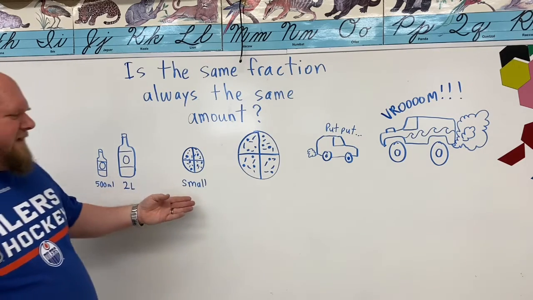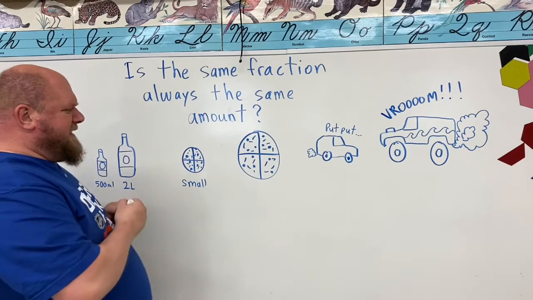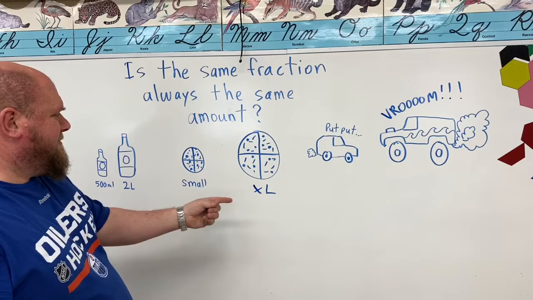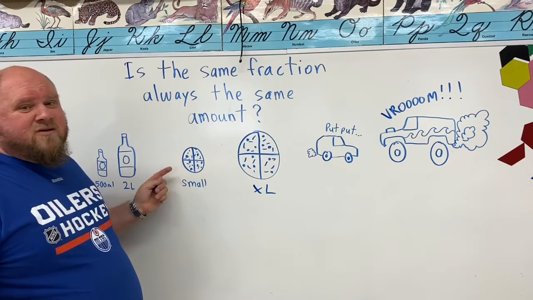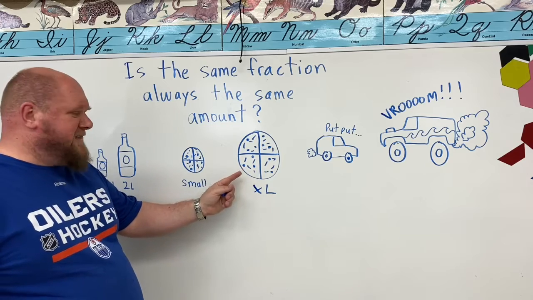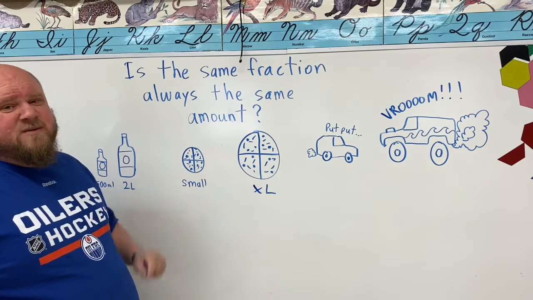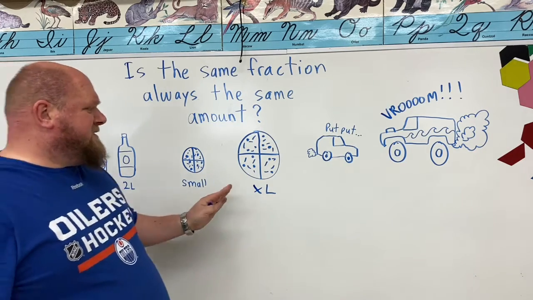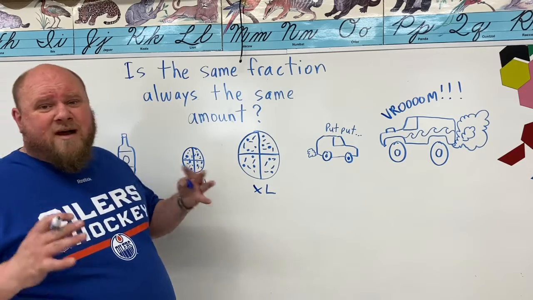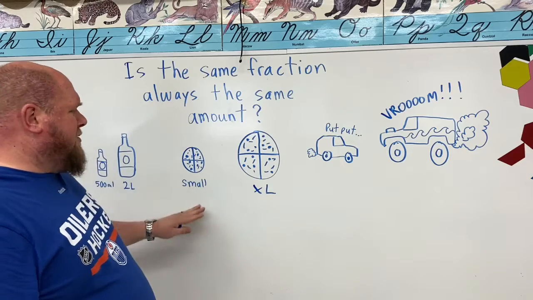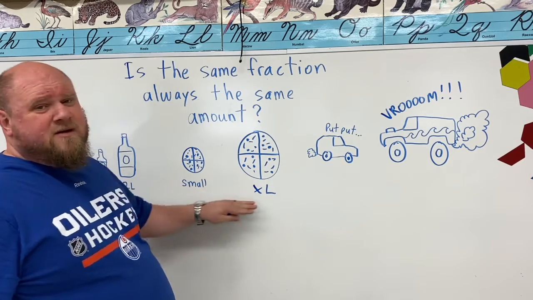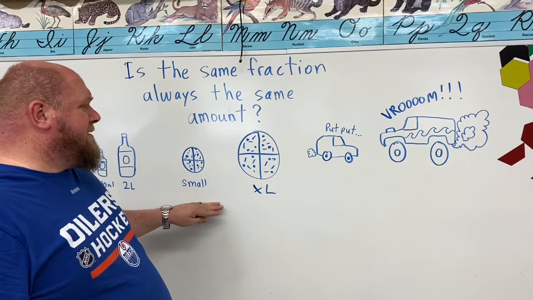Or let's look at pizza. You could have a small pizza and an extra large pizza. If you have 1/4 of the small pizza compared with 1/4 of the extra large pizza, this quarter is much bigger. So when you say you had 1/4, it's important to know what you're talking about. So 1/4 can be different depending on what you're talking about here.